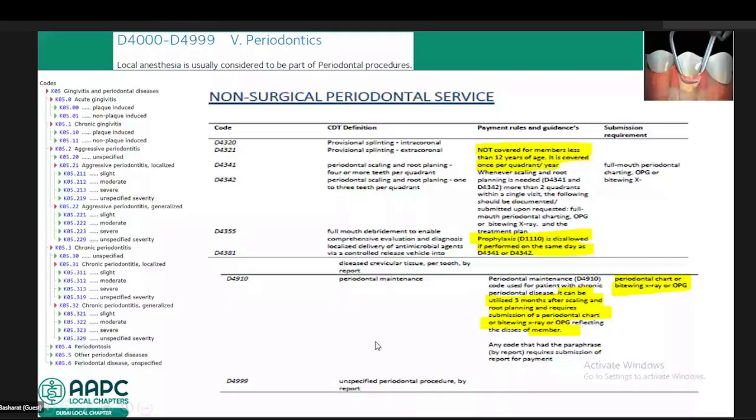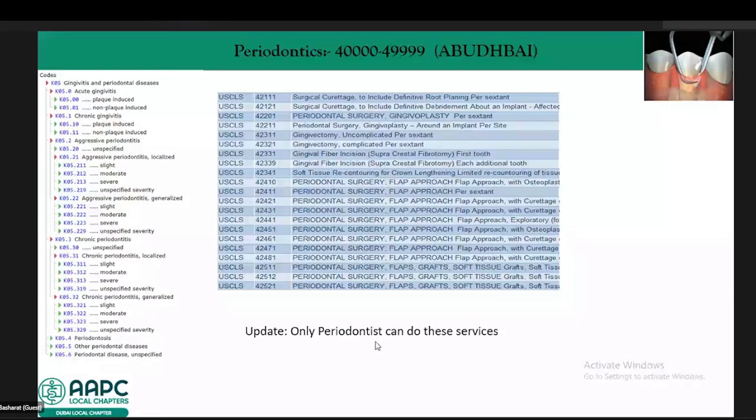Okay, for Abu Dhabi again, we have scaling, polishing, root planing codes. As I mentioned earlier, some are time-based codes and some are for sextant. If you see here, per section, for example, gingivectomy, frenectomy, and surgical curettage. For the gingivectomy and the curettage we have per sextant. A sextant is actually 6 teeth, so they are counting 6 teeth: anterior, then on the right and then left, and the same for the lower.